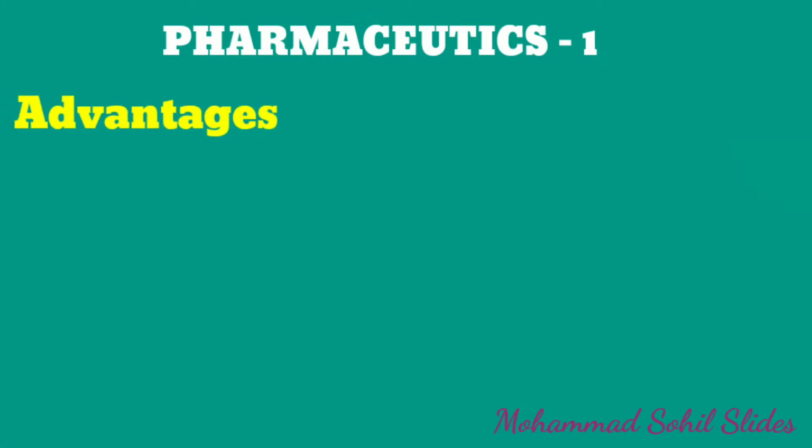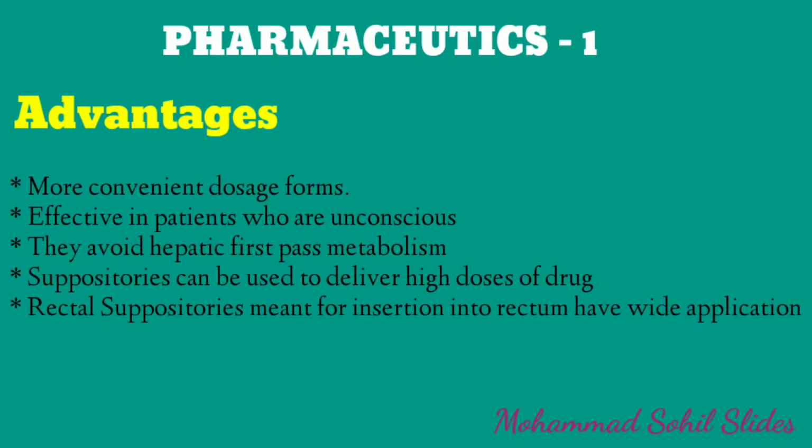Now coming to the advantages. First, they are a more convenient dosage form as they are introduced at the site of action to produce systemic and local effects. Examples of drugs are emollients, astringents, antibacterial agents, hormones, steroids and local anesthetics. Suppositories are effective in patients who are unconscious, those who are not able to take oral drugs, with poor absorption in the GIT, people having GI disturbances, and in conditions like nausea and vomiting. They are also an effective dosage form in paralytic ileus.